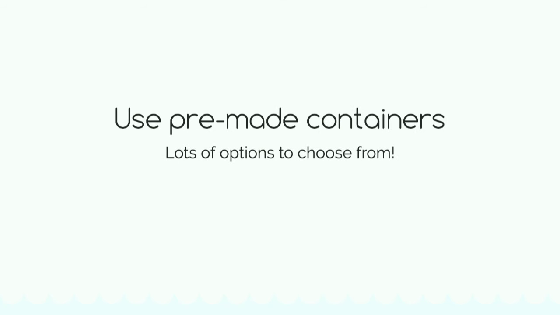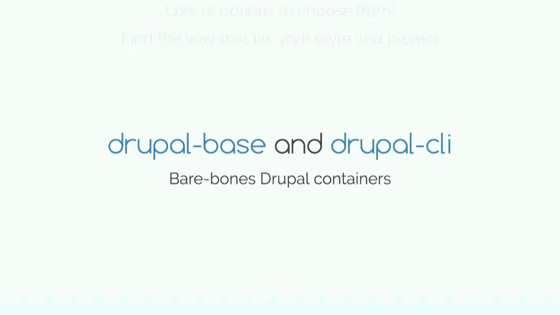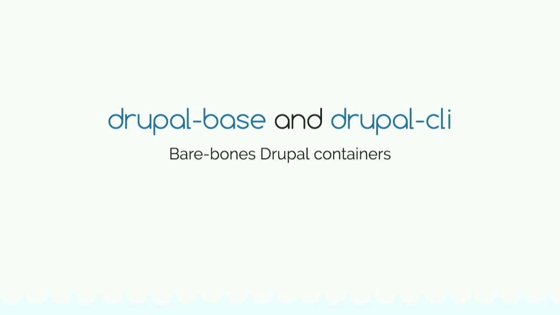You can also use other pre-made containers out there. There's lots of them to choose from. Find one that fits your style and your project. I recently released two different bare bones Drupal containers called Drupal Base and Drupal CLI. There's a link to the presentation at the end of the talk, and you can find these on Docker Hub. You can also fork it on GitHub and do your own.